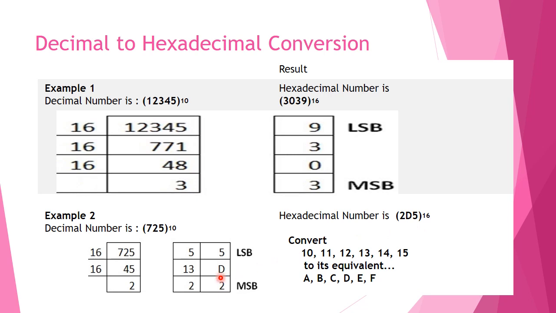Here 5 is the least significant, and 2 is the most significant. So write from the opposite side, 2D5. So this is your hexadecimal conversion. Once you get a remainder more than 9, you need to convert it. Otherwise you don't need to convert. I hope you have understood.